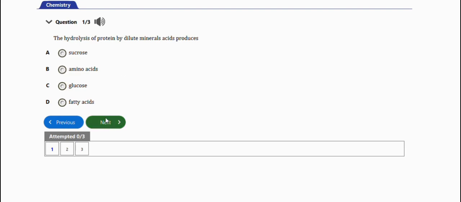So the next repeated question will be here. It says which of the following substances is a polypeptide. So this is also easy from the options we have. So it's option B, protein.